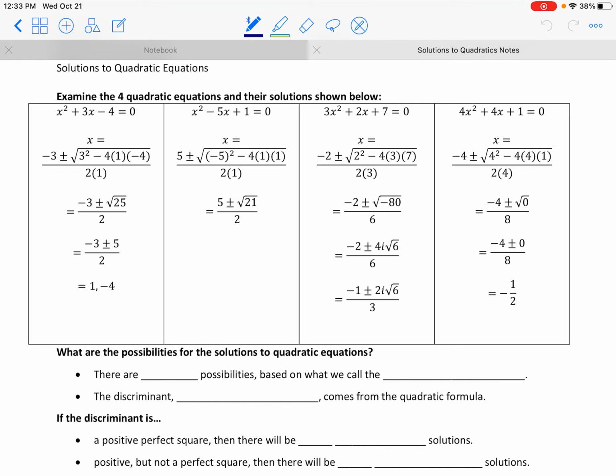But there are basically 4 possibilities for solutions to quadratic equations. Again, we've seen these before. There are 4 different possibilities, and they are based on what we call the discriminant. So one way to discriminate, which I know sounds like a bad word, between the different types of solutions comes from the quadratic formula.